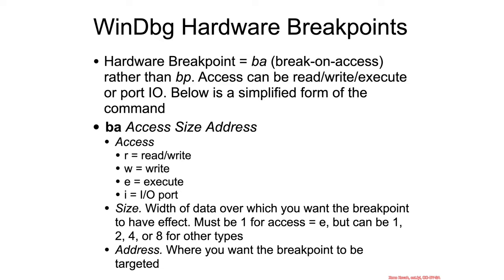All right, now you can actually see a very strong correspondence in the WinDebug definition of hardware breakpoints, the break on access, and the things that we just saw about how the actual hardware registers work. So the formatting for break on access is break on access, the access type, the size, and the address. So the access types are R for read-write, W for write, E for execute, and I for port IO. The size is those things like the length field. Can it be 1, 2, 4, 8? Although WinDebug specifically says the size must be 1 for break on execute. And then the address is the linear address which the debugger is going to fill into the debug register.